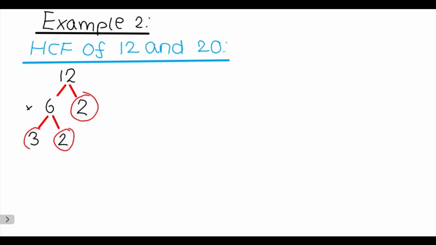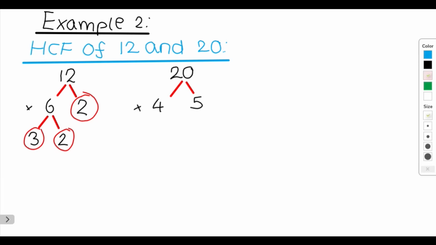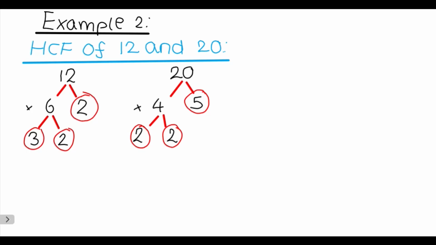Now we're going to move on to the prime factor tree of 20. And that can be divided into 4 and 5. 4 is not a prime number, but 5 is, so we're going to circle that. Now 4 can be divided into 2 and 2, which are both prime numbers, so we're going to circle both of those. Now we are going to write these out in equations and we're going to do them from smallest to highest. So 12 can be 2 times 2 times 3, and 20 is 2 times 2 times 5.